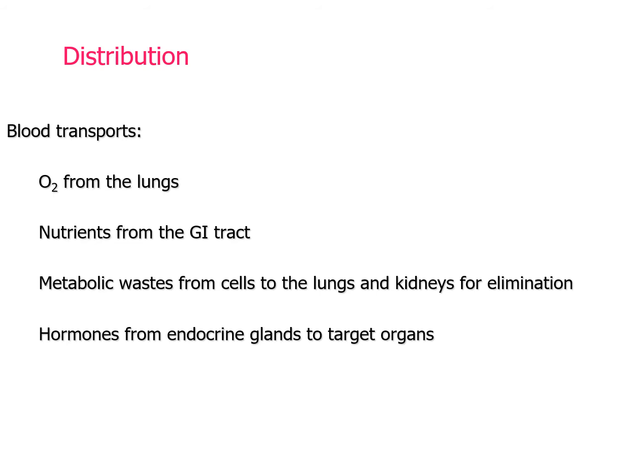or into the body. Metabolic waste products are also transported away from the cells to the lungs and the kidneys for elimination. And hormones from endocrine glands are secreted into the bloodstream, or distributed around the body, and will act on target organs by binding to specific receptors on those target organ cells.